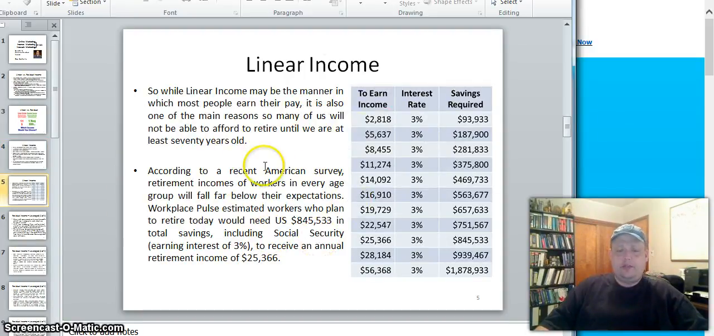Here's a visualization of how much you would need to have in the bank or in some type of investment that's earning you 3% annually, and how much of an annual salary you'll get from having that. So you can see, to make 11,000 a year, you'd have to have 375,000 in the bank or in some type of investment that's earning 3% to get you that annual salary.